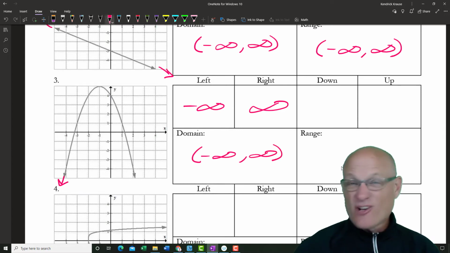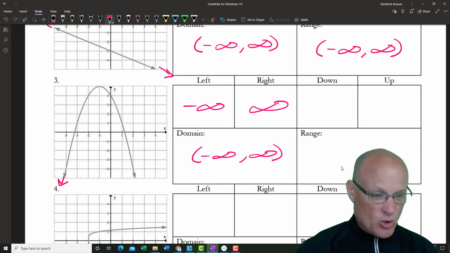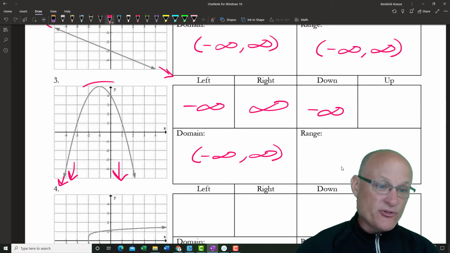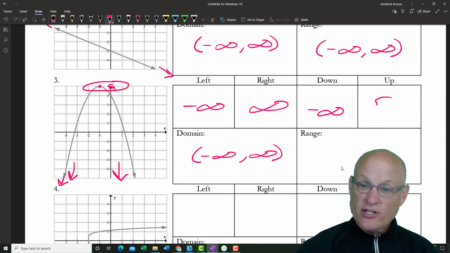Now, the range is always a little bit of the trickier one. What is the lowest it goes down? Well, it's going down forever. So it's going down to negative infinity. But the highest you see up here is, I believe that's 5, right? 5. This is the highest point right here on the graph. So the highest it goes is 5.